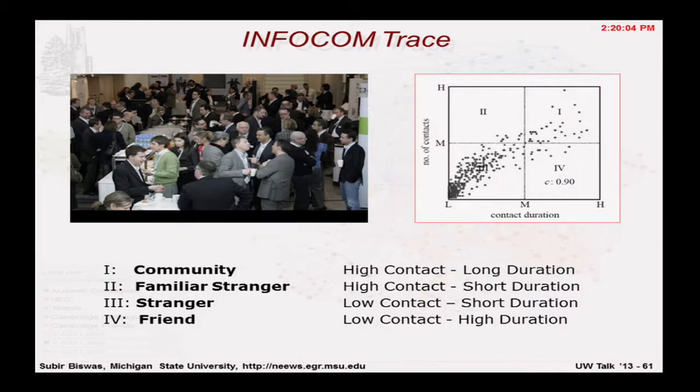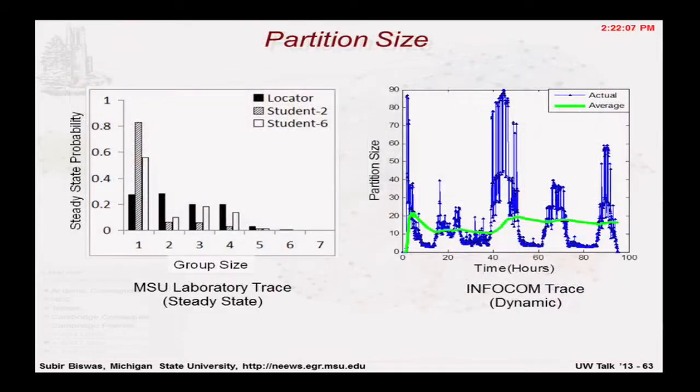So that is one approach. People also have looked into partition size. For example, in our lab experiment, this is the average in the steady state. This is the distribution of the partition size for each node in the network. So now you know which node. For example, the locator is a static node, right? So its partition size is kind of uniformly distributed.